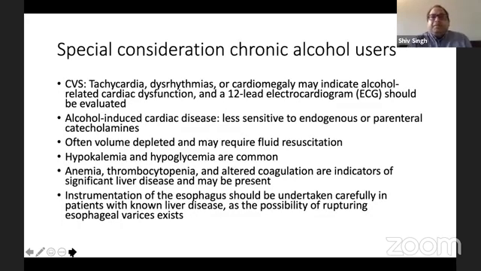So, a very crowded slide, but most of the things you would probably already know. Patients who abuse alcohol, in the cardiovascular system, can present with tachycardia, dysrhythmias, and cardiomegaly, which may indicate alcohol-related cardiac dysfunction. Hence patients who have chronic alcohol use should get a 12-lead ECG for evaluation. Alcohol-induced cardiac disease also leads to less sensitivity to endogenous or parenteral catecholamines. That means they would require a lot more vasopressors in case of hypotension.